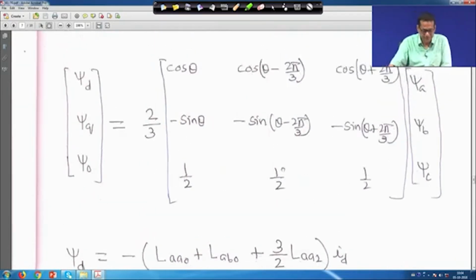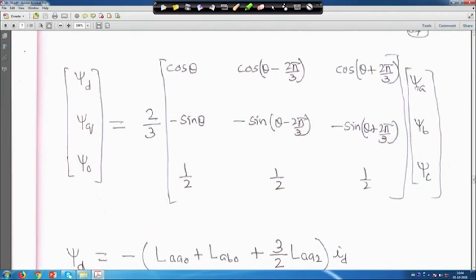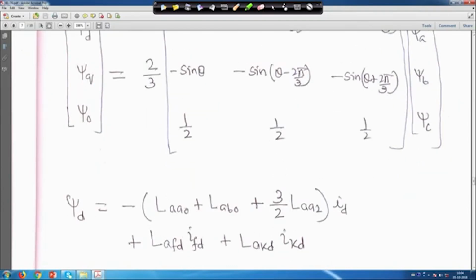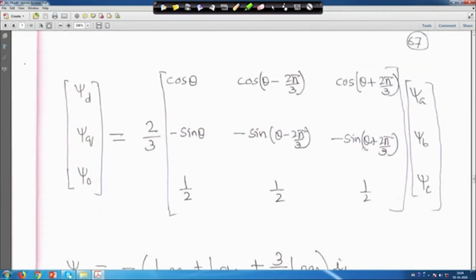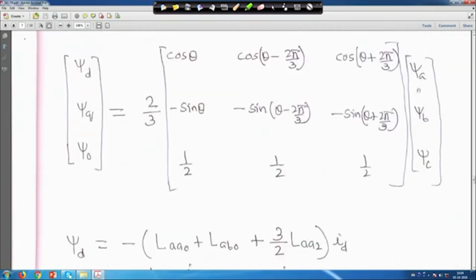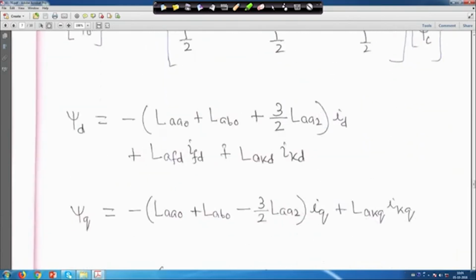So for the psi d expression, we know the psi a, psi b, psi c expressions, and you have to substitute them. Psi a, psi b, psi c we have got; you substitute and just simplify. Then you will get psi d is equal to minus (LA0 plus LAB0 plus 3 by 2 LA2) ID plus LAFD IFD plus LAKD IKD. We derived psi a, psi b, psi c previously in terms of all these things; you put them here and simplify, and you will get this equation.